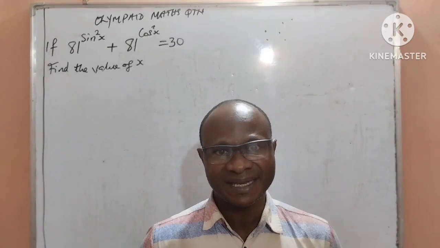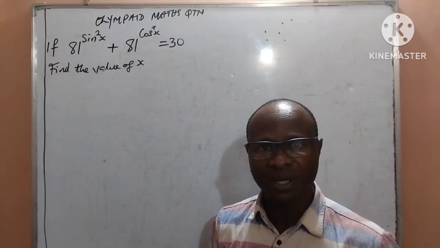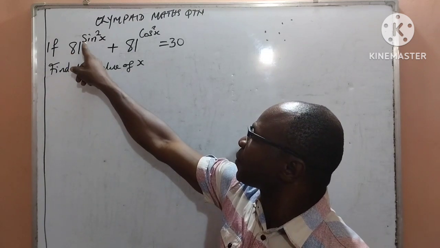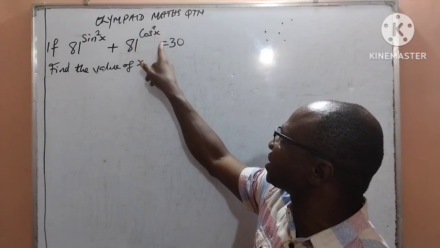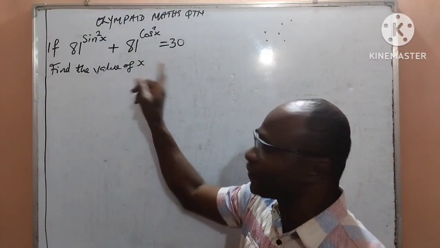In today's mathematics class, we shall be solving an Olympiad mathematics question. Here we are given that if 81 raised to the power sine square x plus 81 raised to the power cos square x is equal to 30, then we should find the value of x.